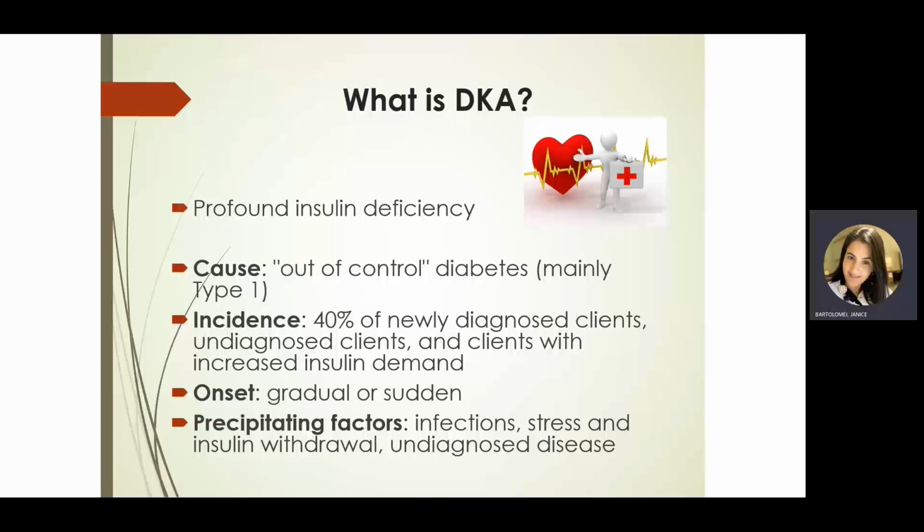The onset is typically gradual or sudden, depending on what's causing it. It could be between days to weeks of the patient being deprived of insulin and having high glucose levels. Some of the precipitating factors are stress, infections, not having your medication, and not being diagnosed properly.